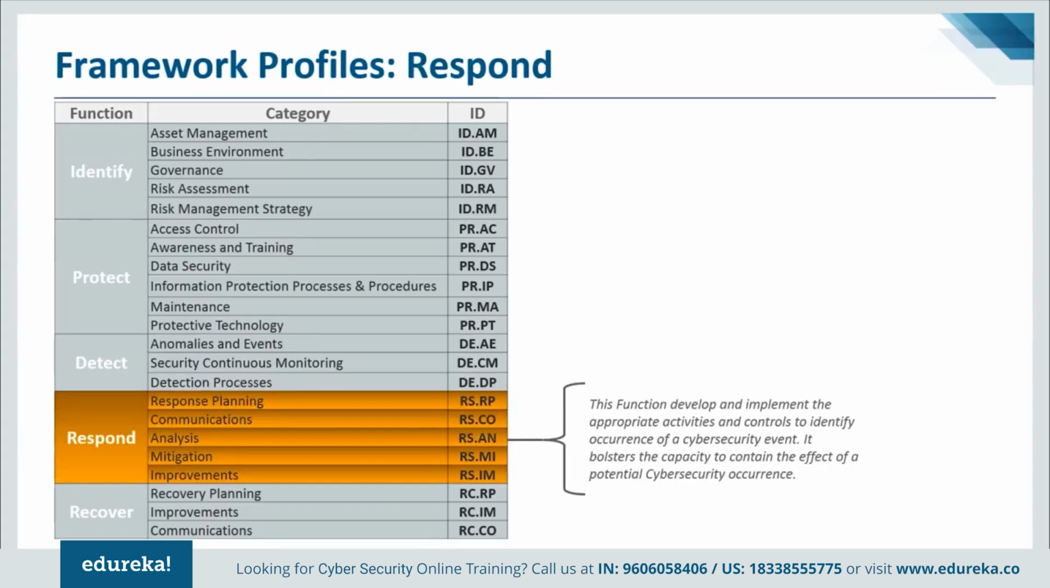Now next we have the respond function. Now to develop and implement appropriate activities to take action regarding a detected cybersecurity incident, the respond function supports the ability to contain the impact of a potential cybersecurity incident. The outcome categories within this function include response planning, communications, analysis, mitigation, and improvements.